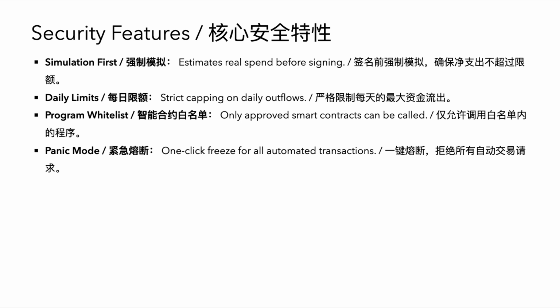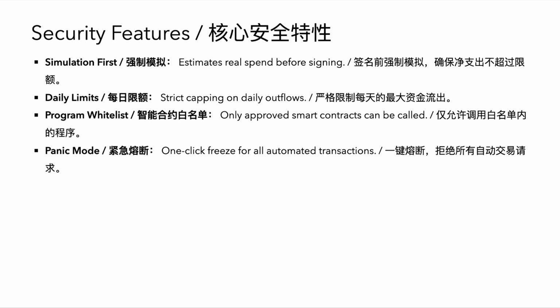Now, let's look at the main security features. The first one is simulation first. Before sending a transaction, the wallet simulates it and estimates the actual balance change. This helps measure the real spend instead of trusting only the agent's request. The second one is daily limits. The wallet can cap how much value can leave the wallet in a single day. Even if the agent makes repeated requests, the policy engine can stop spending after the limit is reached.